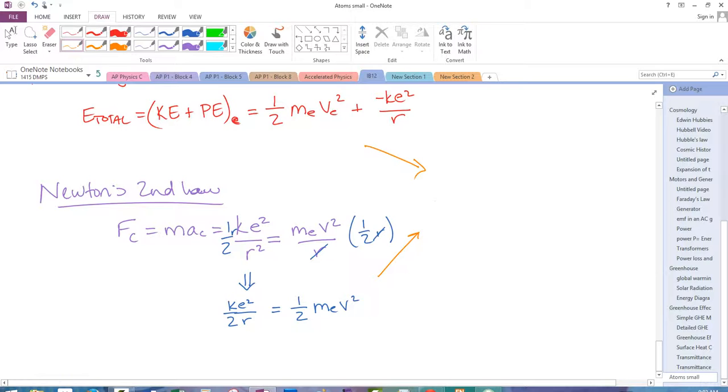So here we go. We're going to say that the total energy is equal to k e squared over 2r minus k e squared over r. Well, those are like 1/2 minus 1. You have negative 1/2, right? So the total energy is going to be negative k e squared over 2r. Well, that's interesting. I'm going to put a box around that, but we're not done.